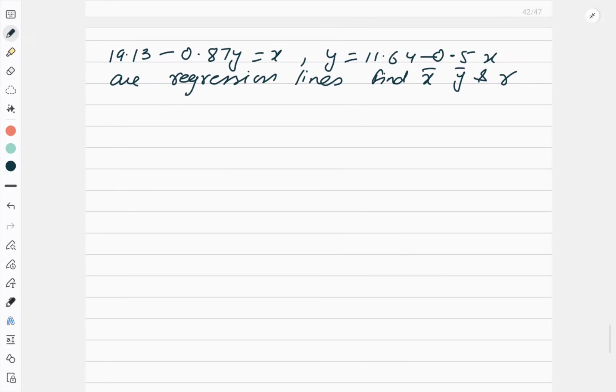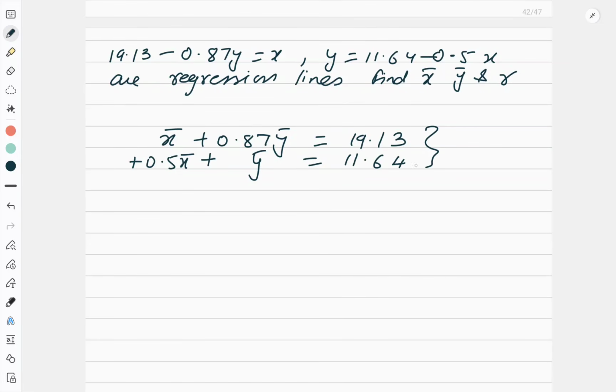Next question. Again regression lines are given and you have to find all the things. So now the first thing again I will write: x bar plus 0.87 y bar is equal to 19.13. Same way I will write minus 0.5 x bar plus y bar is equal to 11.64. Solve these two equations. This will give me x bar and y bar. So y bar is 3.67 and x bar, if you find out, it is 15.94.